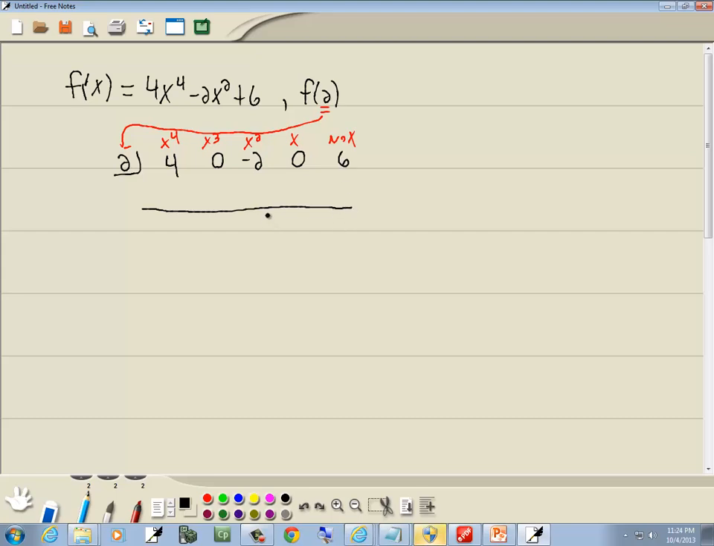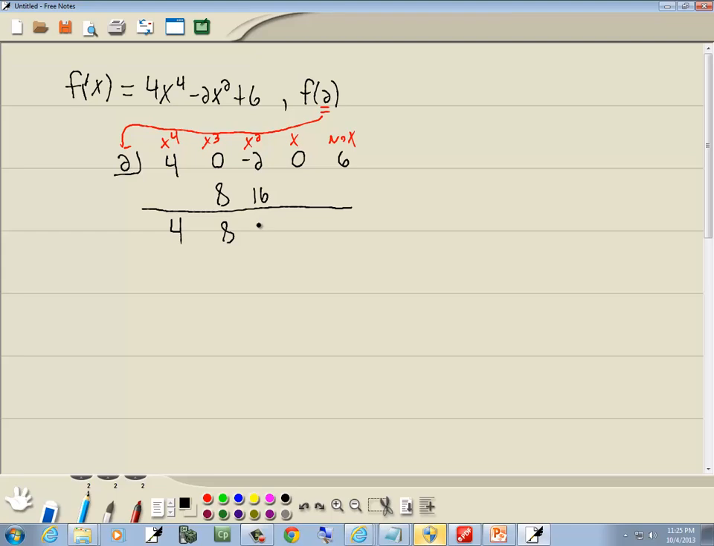Now we want to go through a series of adding and multiplying over and over until we're done. Start with the first column here. 4 plus nothing is 4. Always multiply by the number in the box, then put the result down there. 2 times 4 is 8. Then add. 0 plus 8 is 8. Then multiply. Always multiply by the number in the box. 2 times 8 is 16.